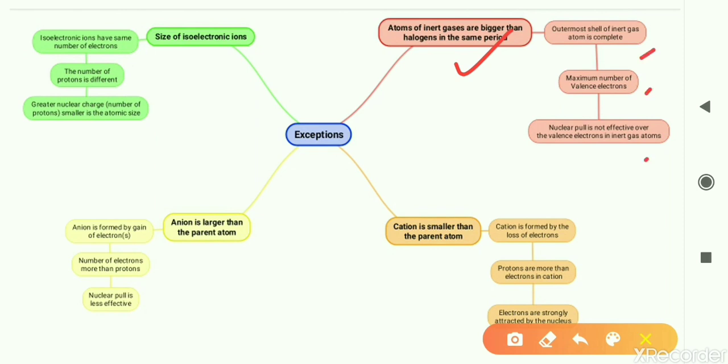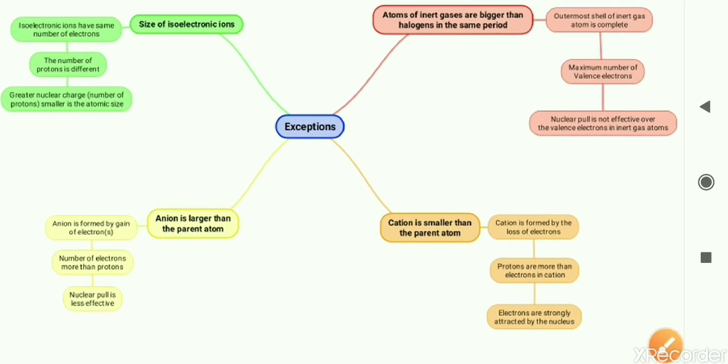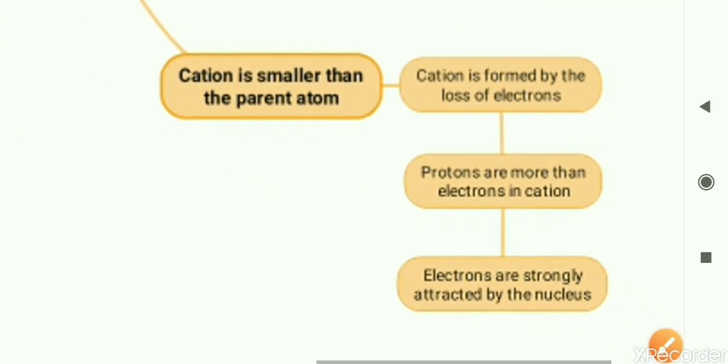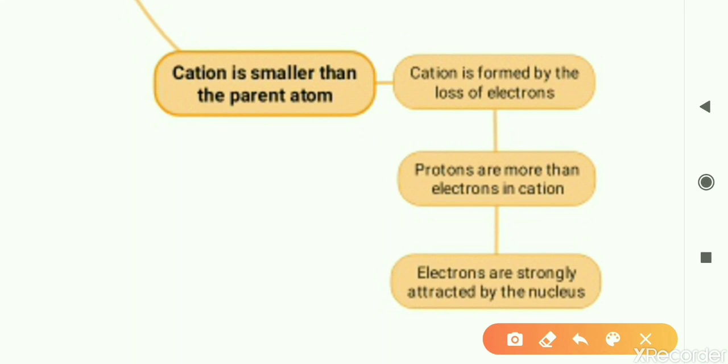Already I have explained that. The second point, I'll zoom in there. The second point is, one of the exceptional cases: the cation is smaller than the parent atom. Always the cation is smaller. Why is it so? Because the cation, that is the positive ion, is formed by the loss of electrons.